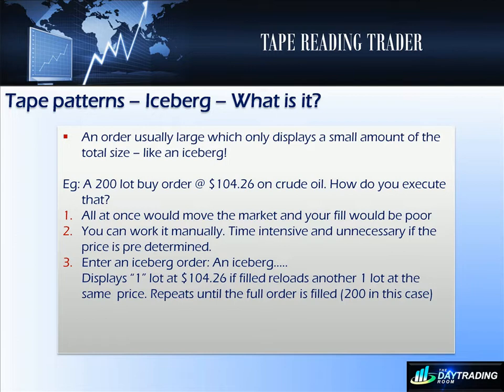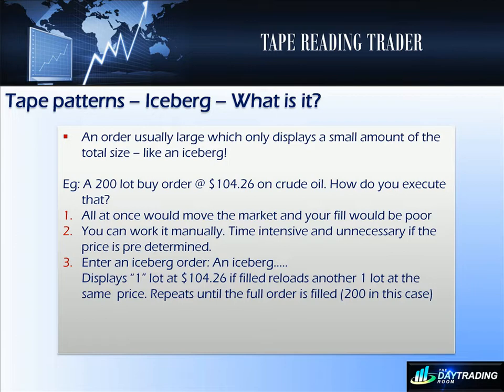Now, the best way to describe it is to just go through an example. Let's use a 200 lot buy order example at a price of 104.26 on crude oil. Now, how would you execute that if you were a trader? You had to purchase 200 lots at 104.26 for whatever reason. What would you do? You could use a market order, put it all in at once, and you're going to move the market with that sort of size. You're going to get a bad fill. You're going to get some slippage. You're going to take several levels of offer with that trade.